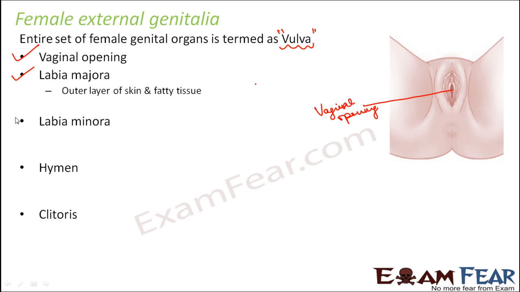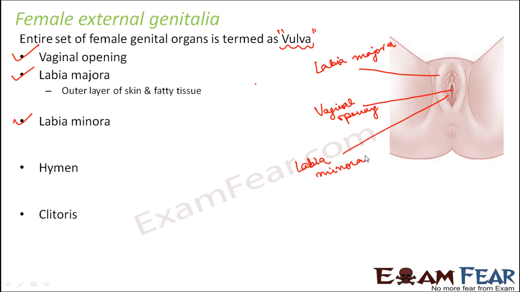Next is the labia majora and labia minora. These are like fleshy lips around the vagina. So here you can see there are lip-like structures surrounding the vagina. The outermost one is labia majora, the outer one, and the inner one is labia minora. So this is the inner one, labia minora. They just look like lips surrounding the vaginal opening.